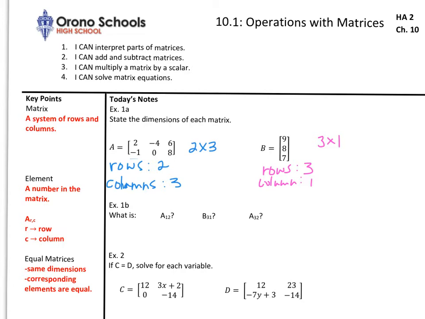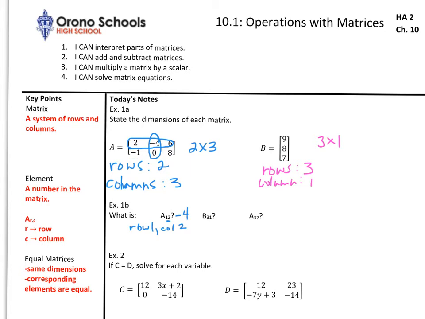To identify a specific element, we need to know what matrix we're in, what row, and what column. For example B, it says, what is A sub 1, 2? So that 1, 2 means we're going to be in row 1, and then we want to be in column 2. So if I look at matrix A, row 1 is that top row. Column 2 is the middle column. They overlap at -4, and that is the element in matrix A sub 1, 2.